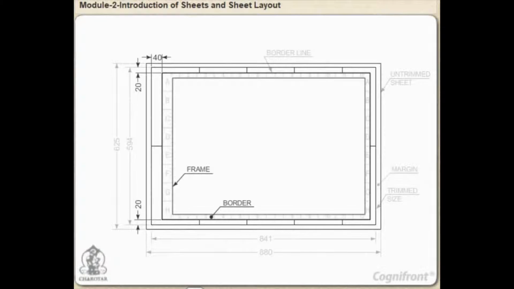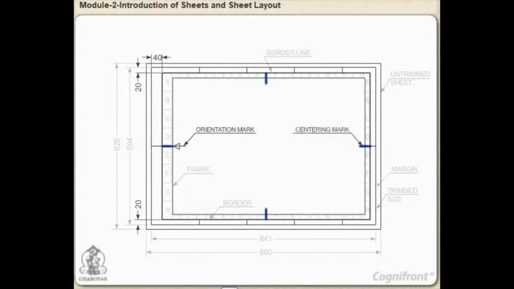Borders and frames. SP 46-2003 recommends the borders of 20 mm width for the sheet sizes A0 and A1 and 10 mm for the sizes A2, A3, A4 and A5. The frame shows the clear space available for the drawing purpose.